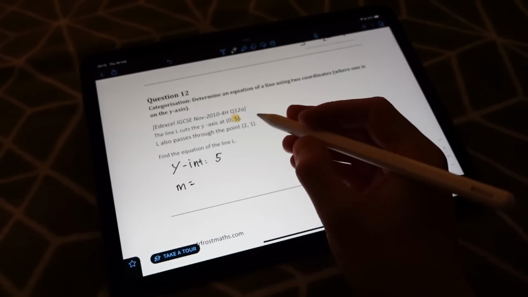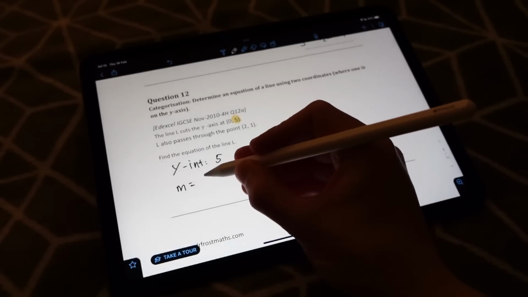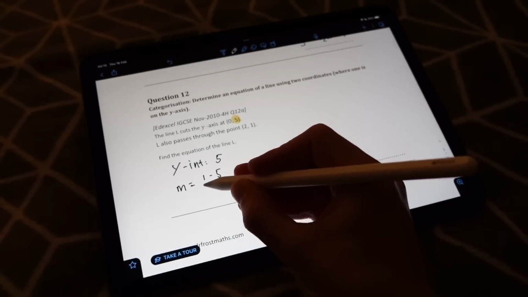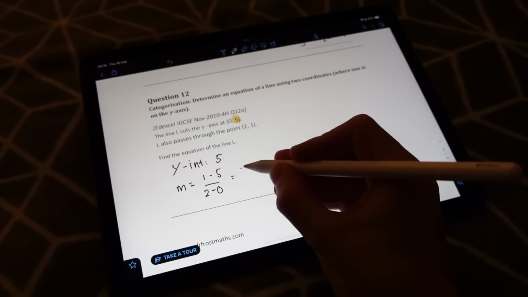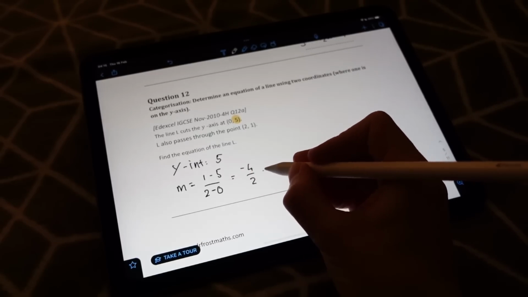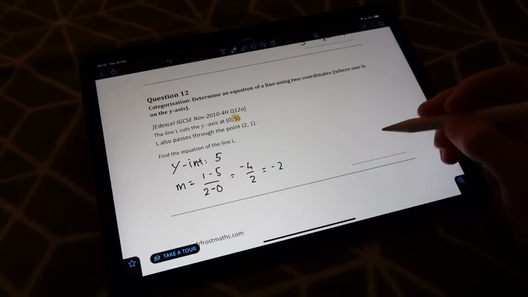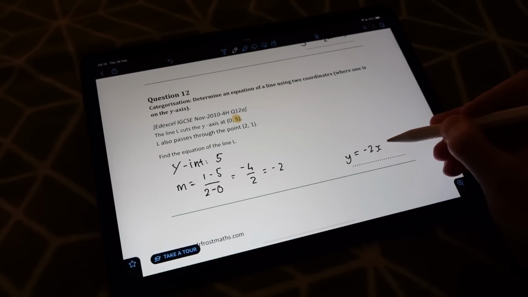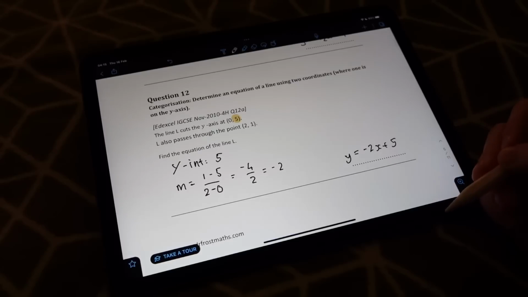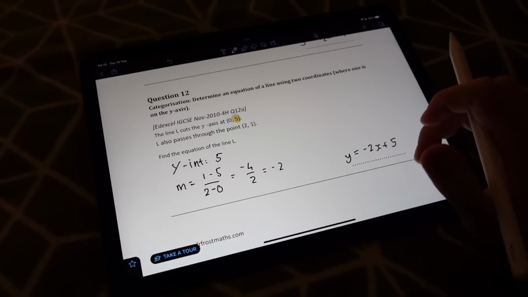Just use our gradient formula. So 1 subtract 5 over 2 subtract 0 is equal to negative 4 over 2, which is negative 2. So our equation of the line is y is equal to negative 2x plus 5. Now they should ask us to sketch it.